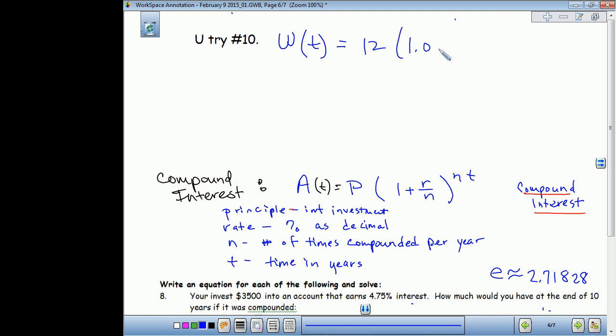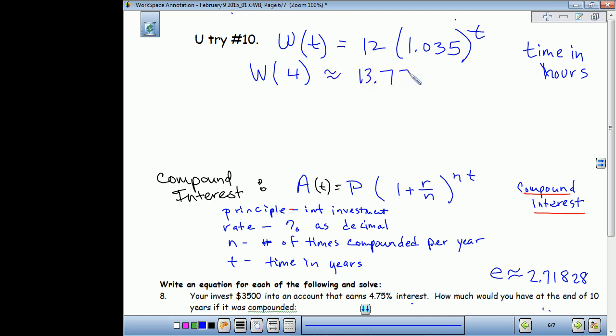The equation that you established to model this situation, where T represents time in hours. Okay, so W of 4 is approximately 13.77 grams, and W of 24 is approximately 27.4 grams.